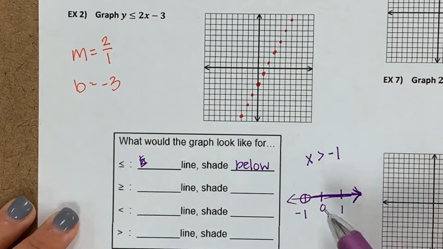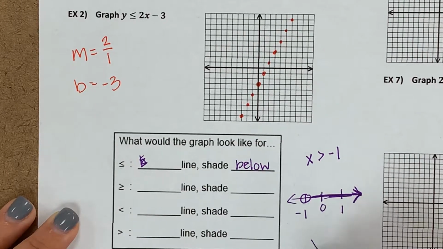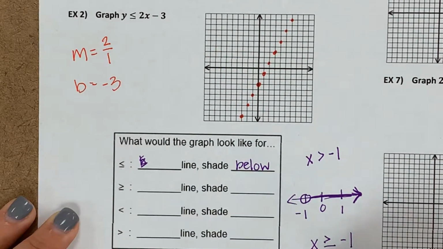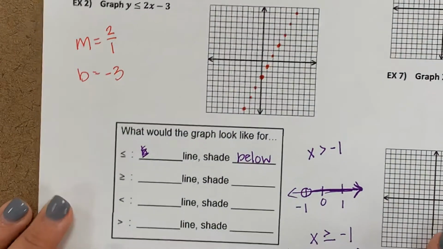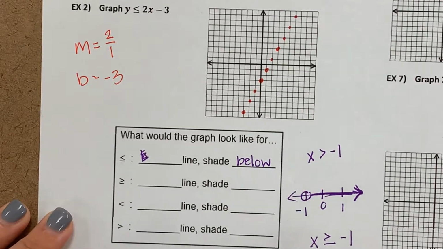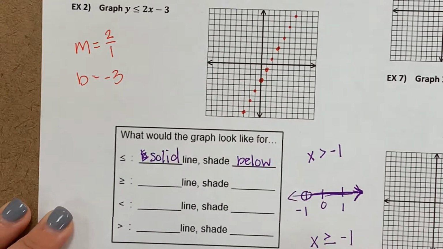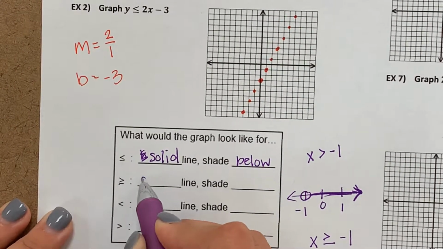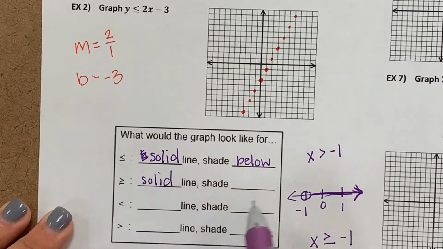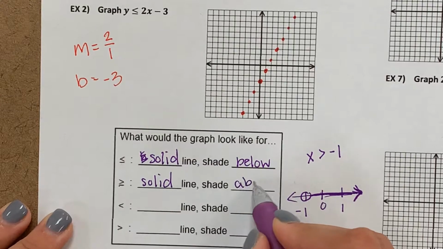Okay. And then if we think about right here with the open circle, that was not equal to. Remember, with an equal to, ours had a closed filled in circle. So anytime that we have an equal to, we're going to have a solid line. Same thing goes here. See how we have equal to? That means solid line. But this time, instead of shading below, we have greater than, so we're going to shade above.